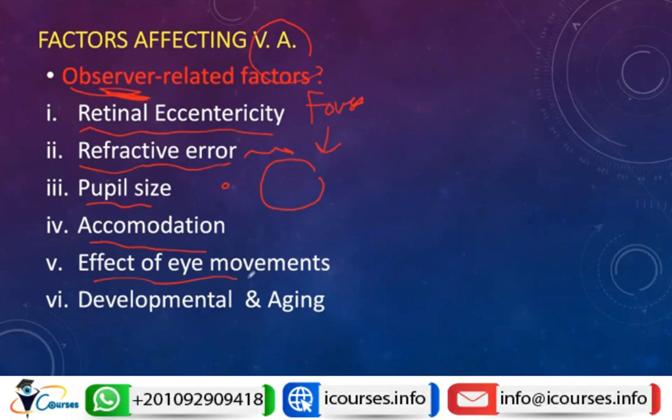Eye movements can also decrease the visual acuity if the patient has nystagmus, so that the eye is frequently moving and the patient is not able to fixate on a target. This will cause oscillation and the visual acuity will decrease. Development and aging: normally the child reaches adult visual acuity after about 2 or 3 years, and as a physiological process the vision will decrease as we get older, so the older population will show a decrease in visual acuity.